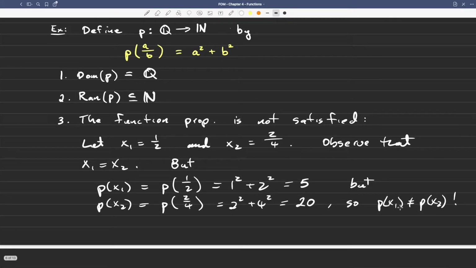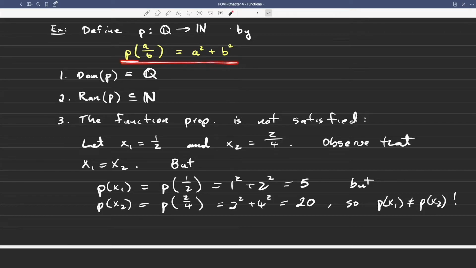So the point here is that this formula has ambiguity, right? If I put in the same number, depending on the form of the number, I get different outputs. And that's exactly what we're trying to rule out when we're talking about functions. Functions are relations that relate elements in an unambiguous way, okay?